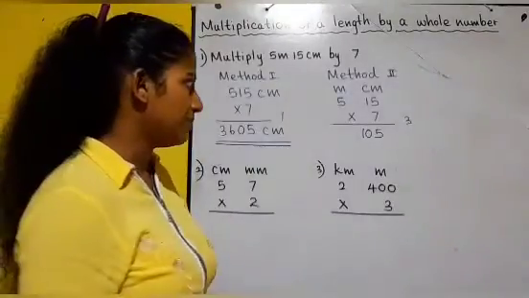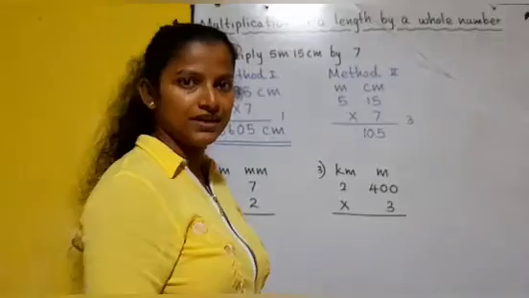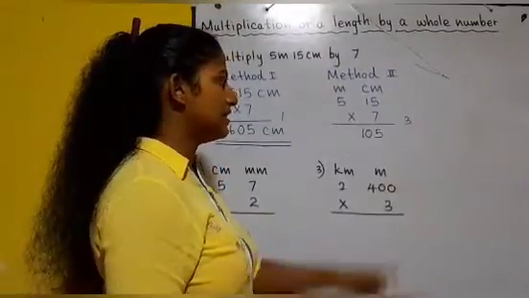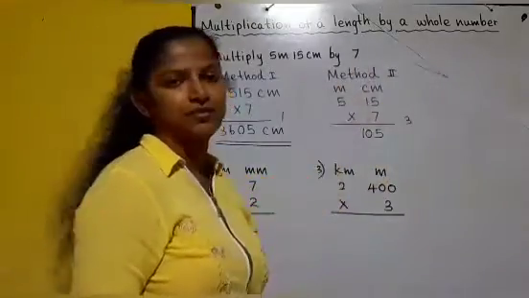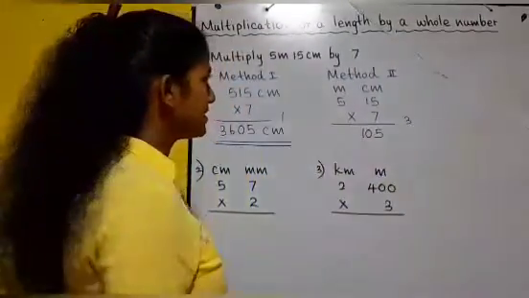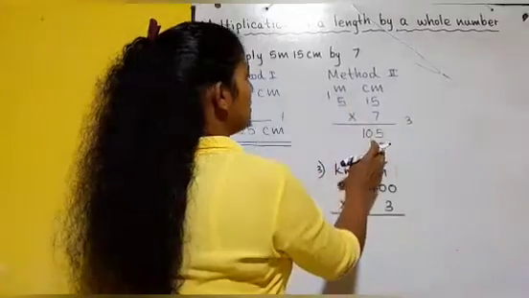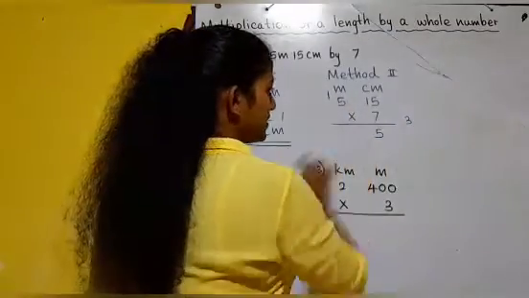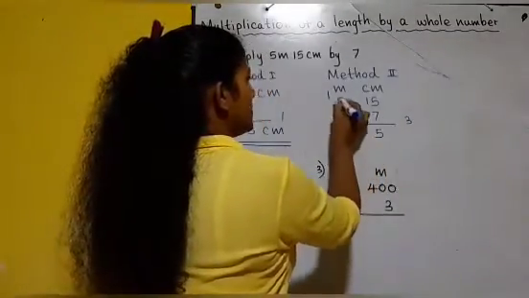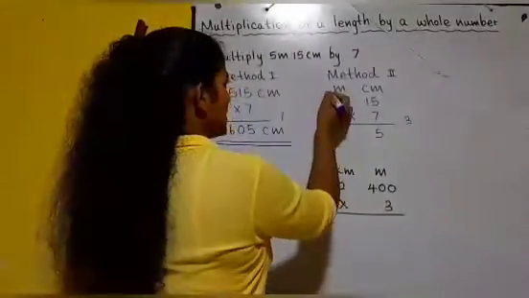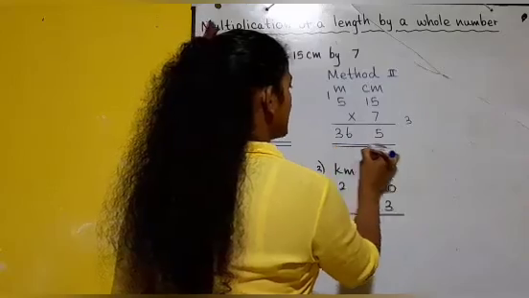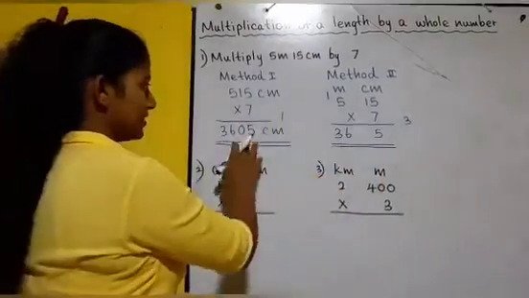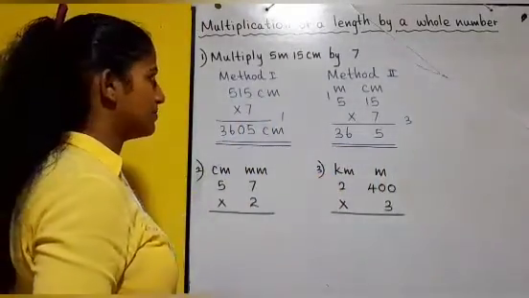But can we keep this value on the centimeter side? The maximum amount here is 99. So we have to take 100 centimeters into the meter side as 1 meter. Then the remaining amount here is 5. 7 times 5 is 35. 35 plus 1 is 36. This is the answer now. The same answer comes from the two methods.